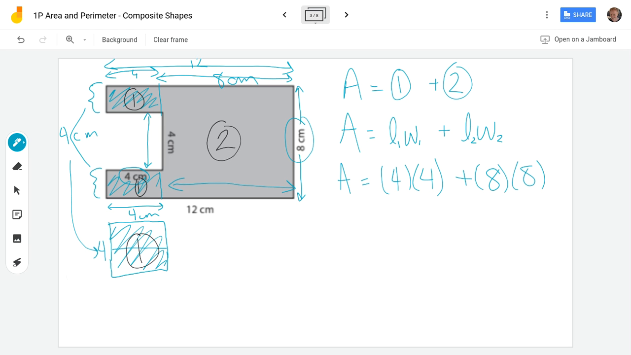So really we have two pieces over here that got added together to make a square, and then we have a big piece here that's also a square. So we're adding up the areas of two squares. So 4 times 4 is 16, 8 times 8 is 64, and 16 plus 64 is 80 centimeters squared.